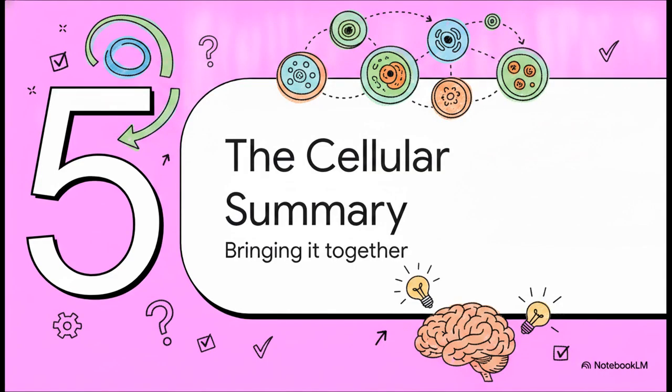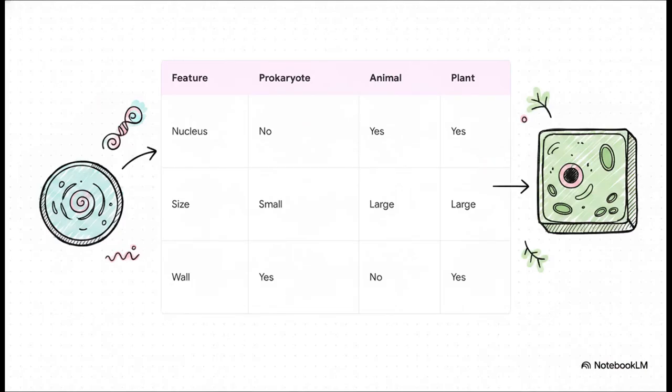Section 5. The cellular summary. When we aggregate all these key differences, the fundamental architecture of life becomes incredibly clear. You can trace the sharp contrast between the simple, nucleus-free prokaryotes and the complex, organelle-rich eukaryotes. And within those eukaryotes, you can easily spot exactly where plants and animals diverge in their cellular equipment to suit their completely different ways of surviving the world.